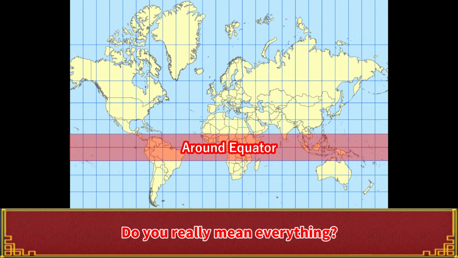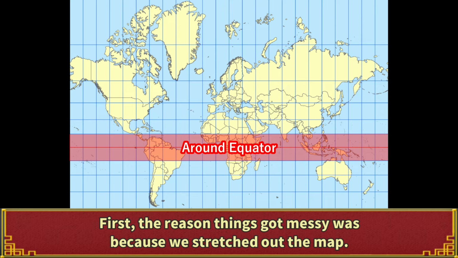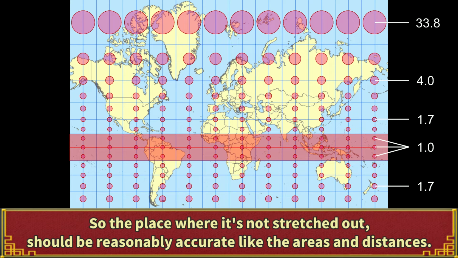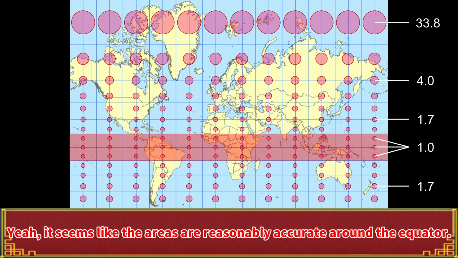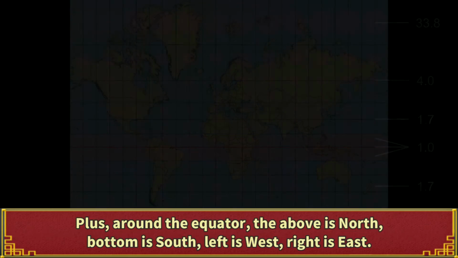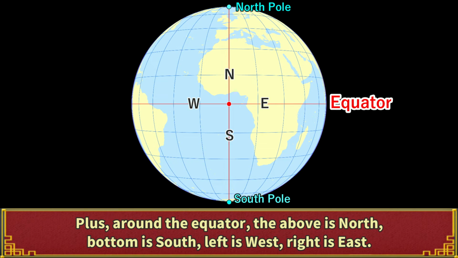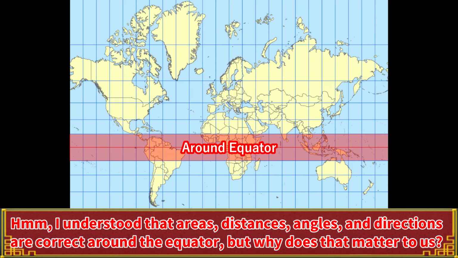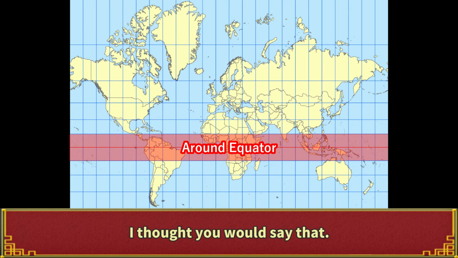Do you really mean everything? First, the reason things got messy was because we stretched out the map. Yes. So the place where it's not stretched out should be reasonably accurate like the areas and distances. Yeah, it seems like the areas are reasonably accurate around the equator. Plus, around the equator, the above is north, bottom is south, left is west, right is east. And since it's a Mercator projection, the angles are obviously correct. Exactly. I understand that areas, distances, angles, and directions are correct around the equator, but why does that matter to us? I thought you would say that.